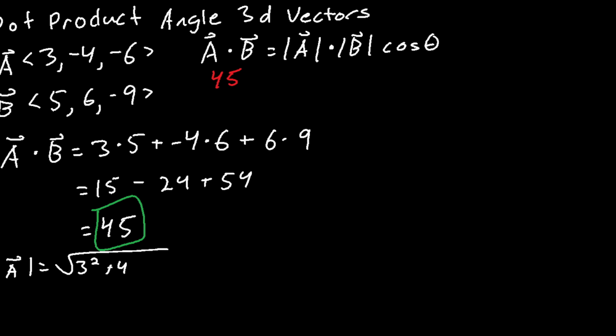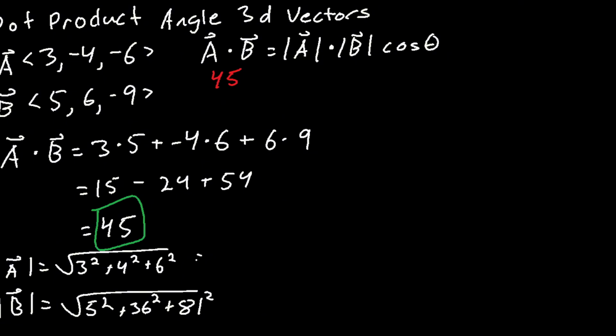3 squared plus 4 squared plus 6 squared. And B is equal to 5 squared plus 6 squared plus 9 squared. Oh, I already squared everything. Hold up, I was doing the math already. This is 6 squared then. Let's write that: 6 squared plus 9 squared.